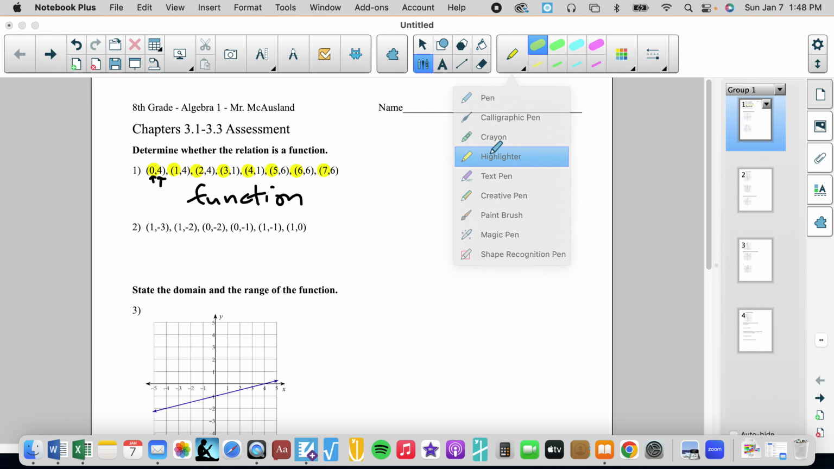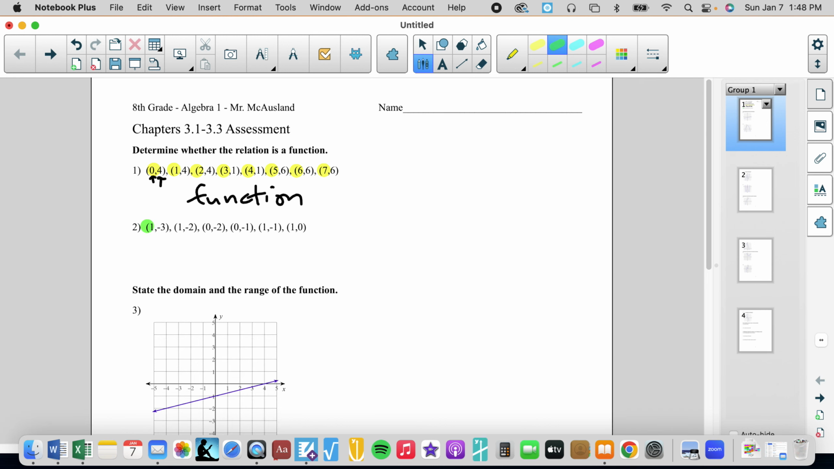In question number 2, we're going to look at every x value. We look at the x values, and we notice that when we input 1, we got -3, and then when we inputted 1, we got -2. So we didn't get a unique output for one input. We got two outputs. When you entered 1, you got -3, and when you entered 1, you got -2. So that is not a function.